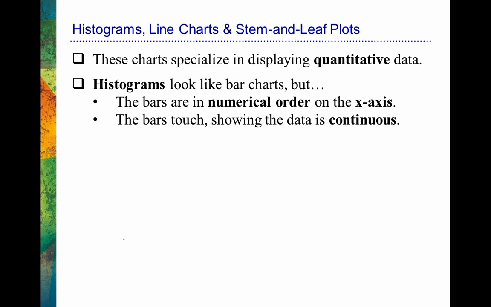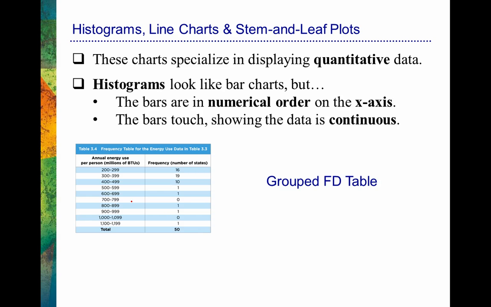Histograms essentially just look like bar charts, but there are a couple points. The bars are put in numerical order on the x-axis, so from a lowest value all the way to a highest value. And you'll see that the bars touch, showing that the data is continuous in nature. You'll see what I mean with this example.